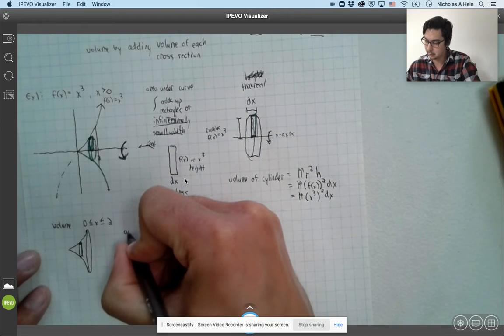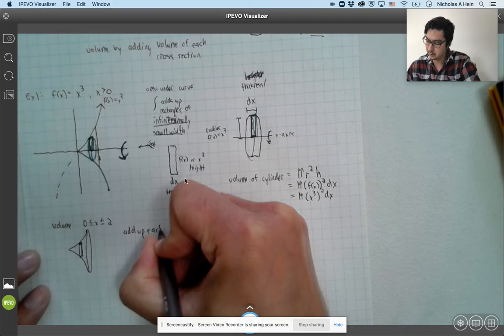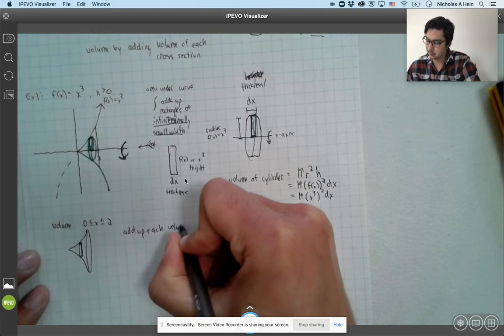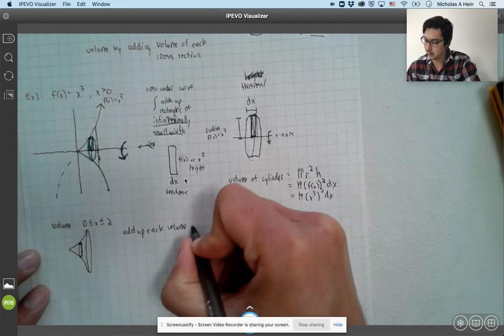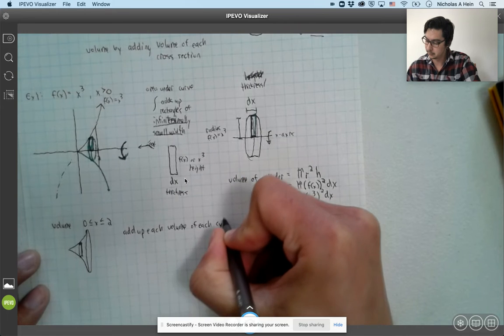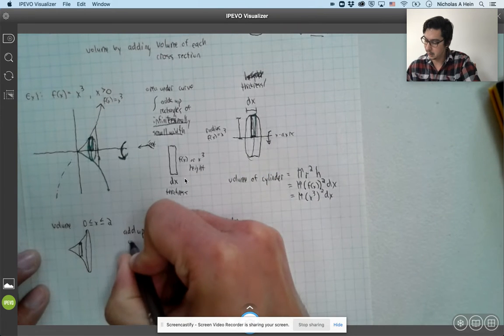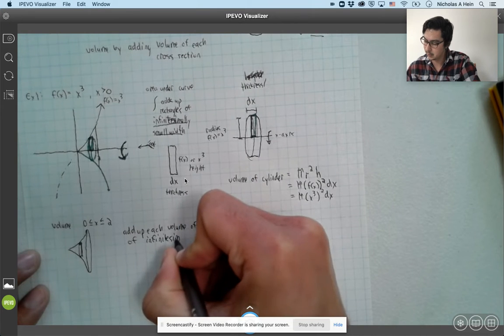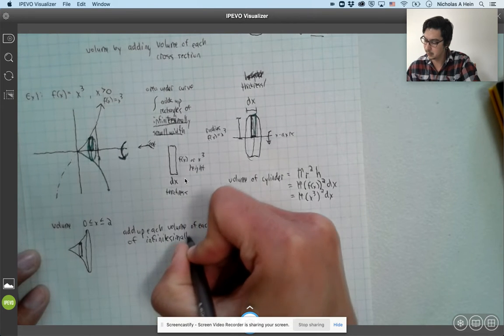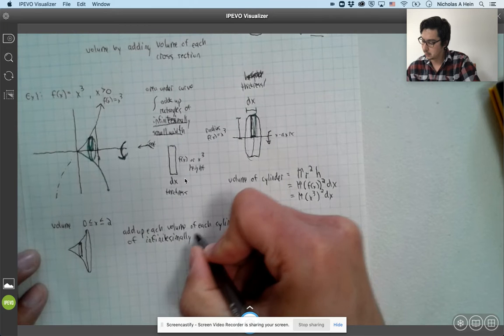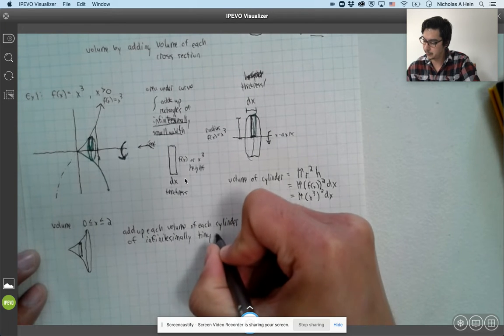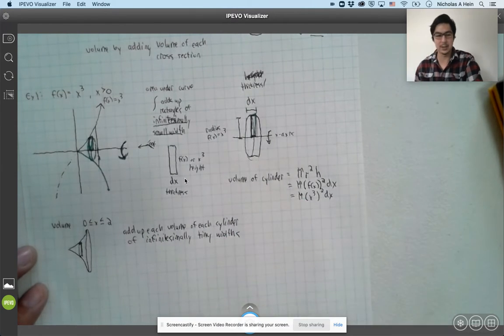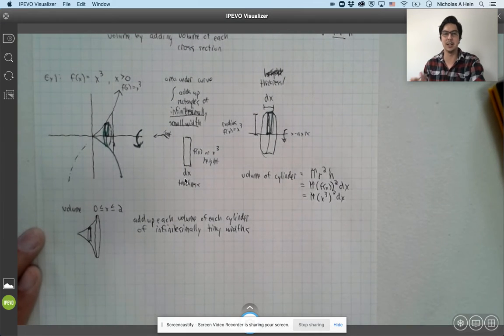Well, we need to add up the volume of each cylinder of infinitesimally tiny widths. Same thing we did with the orange, right? The idea is that we're going to cut it up, and if we cut it up very small and so many of them, it'll make up an exact volume.